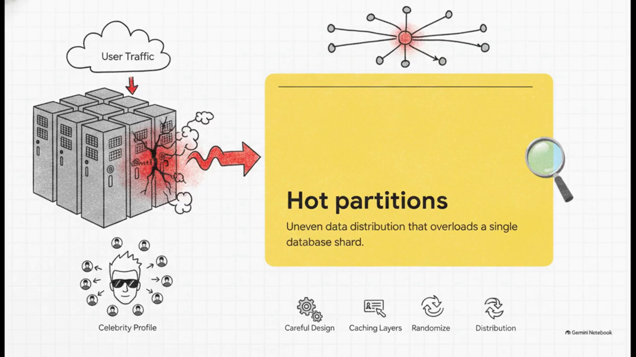A hot partition is a major threat that requires really careful, deliberate design to avoid. Often, you're going to need to add specific caching layers or further randomize the data distribution for those highly active entities. You must design not just for data size, but for data velocity and real-world user behavior.